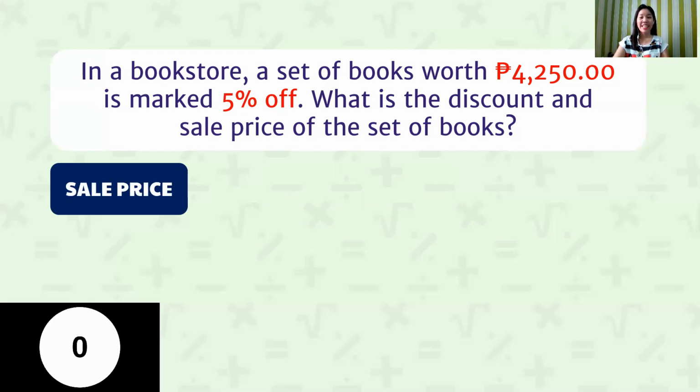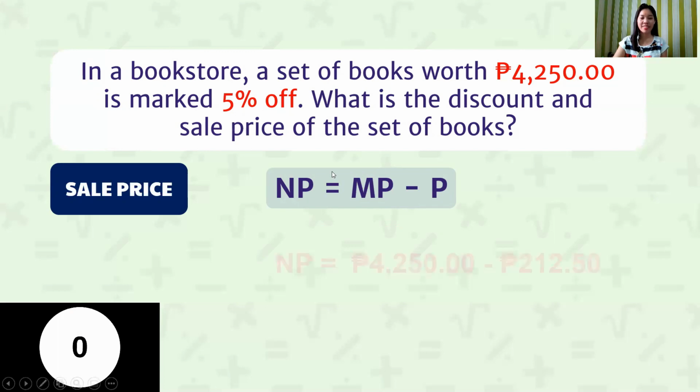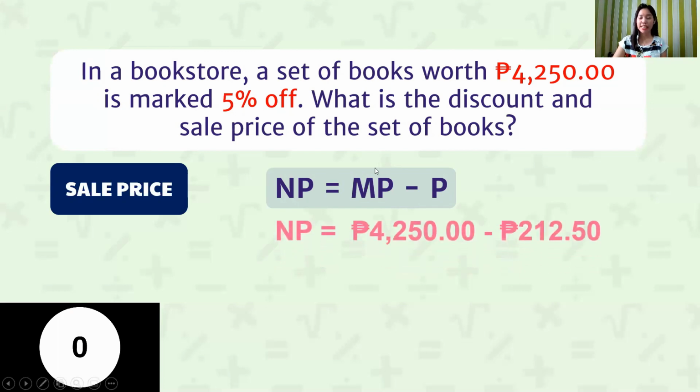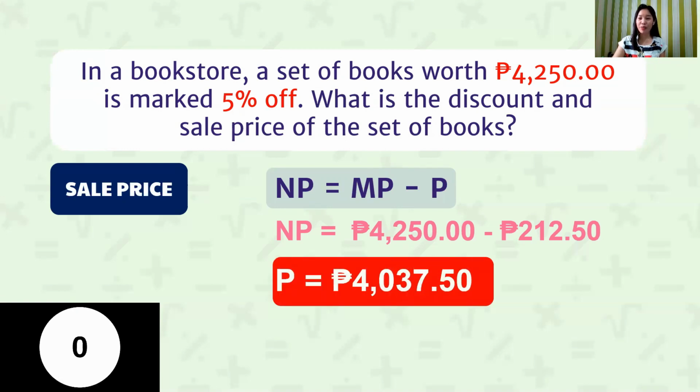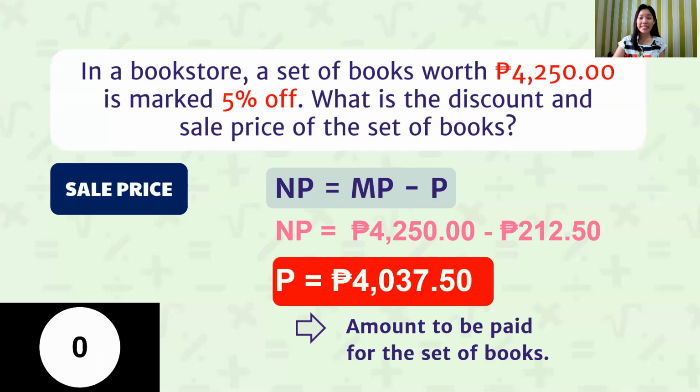Time's up. Let us check your answer. The formula in finding the sale price is NP equals MP minus P. Let us look for the net price or the sale price. The original price or the marked price of the set of books is 4,250 pesos. And the discount that we've solved earlier is 212 pesos and 50 centavos. For us to be able to get the sale price, we have to subtract the discount from the marked price. And in subtracting 212 pesos and 50 centavos from 4,250 pesos, we will get, that's correct, 4,037 pesos and 50 centavos. Meaning, 4,037 pesos and 50 centavos is the amount to be paid for the set of books.